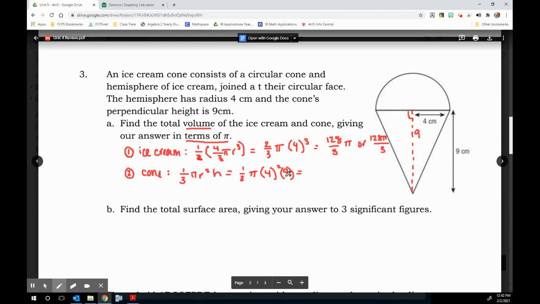Same kind of deal with the cone. You can ignore the pi for a second and just work with the numbers. And I'll get, this one does divide evenly, the 3 divides evenly. I get 48 pi.